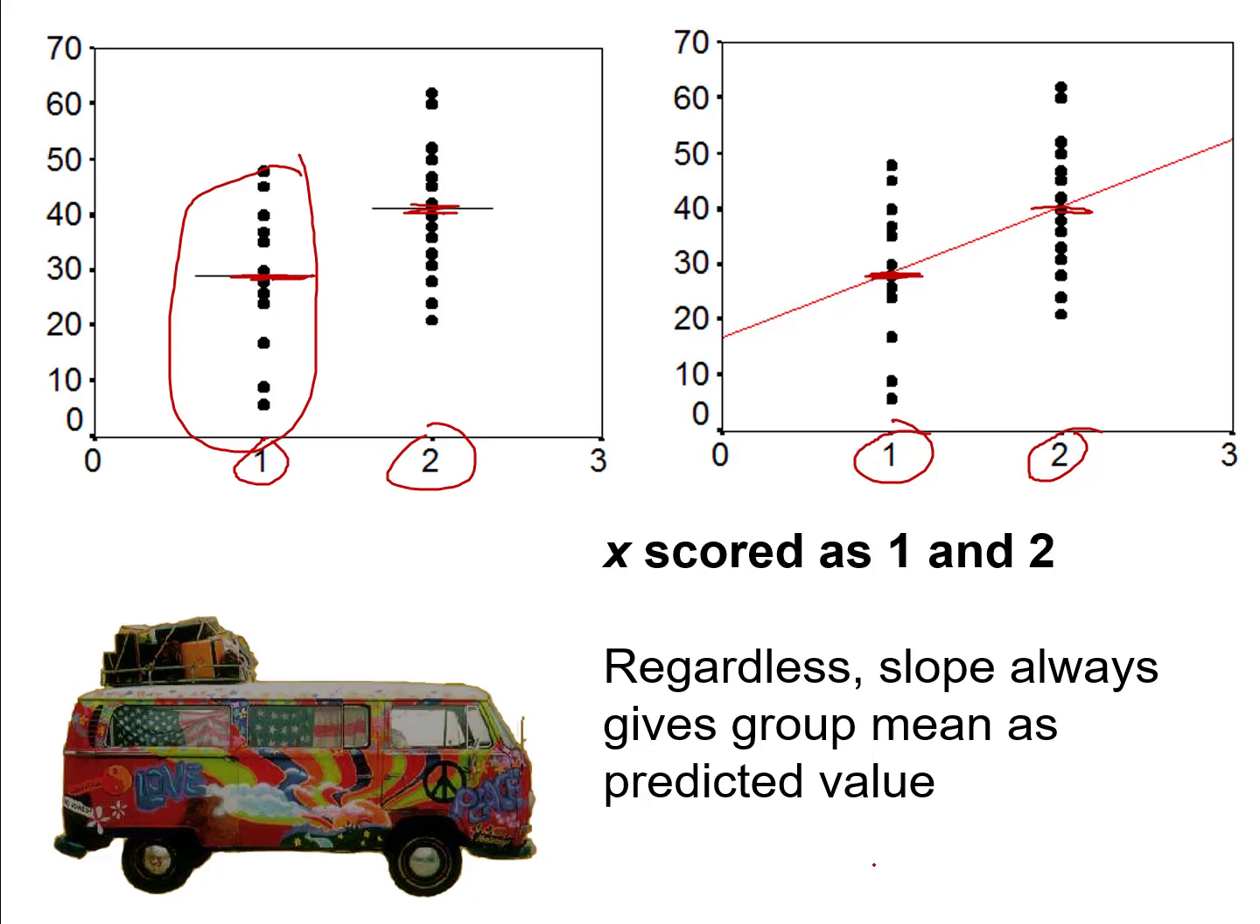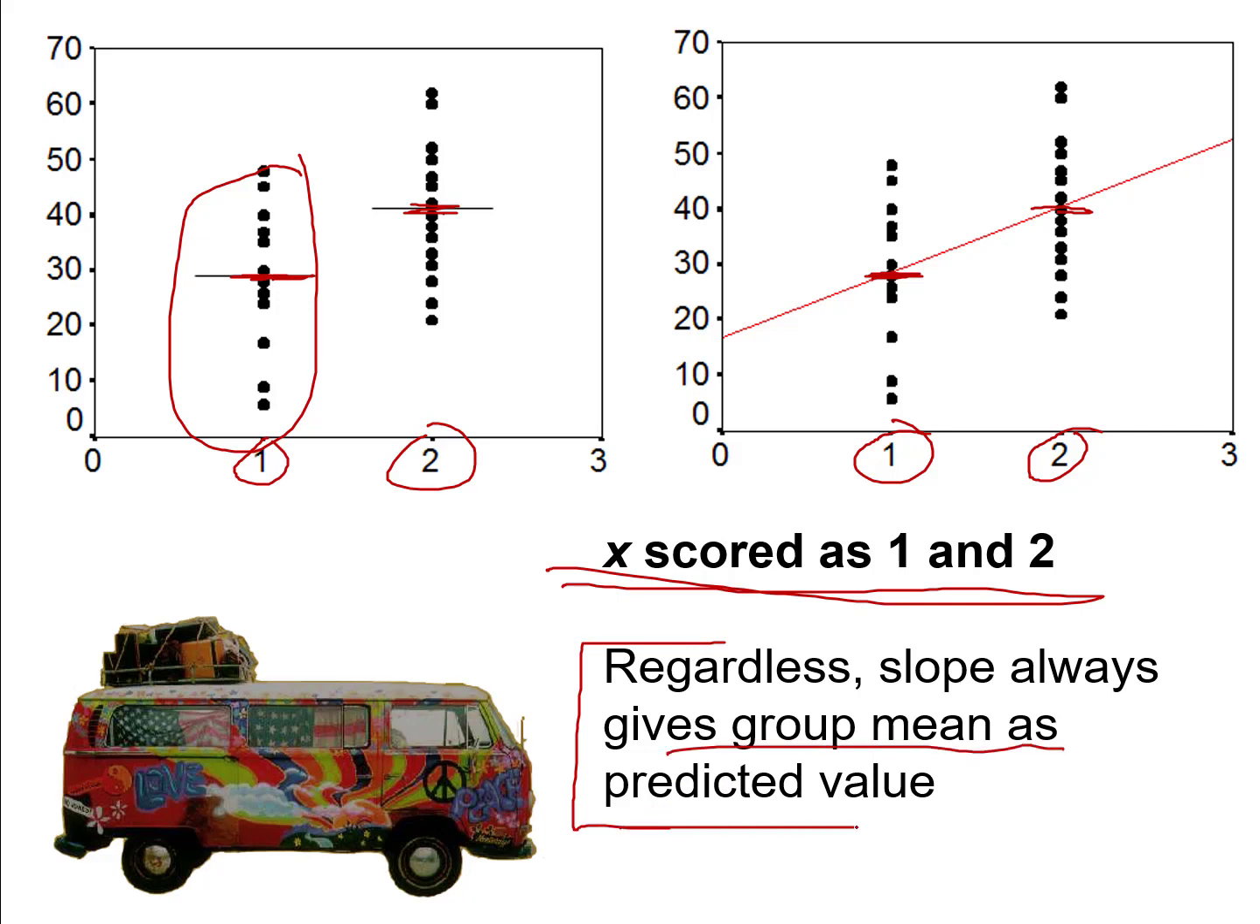scores either way. And as it turns out, we don't even need to have x's scored as zeros and ones in this case. It could actually be scored as any two values you pick. This will actually always be true. So regardless of how you score or how you code your x variable, the slope will always give the group mean as the predicted value.